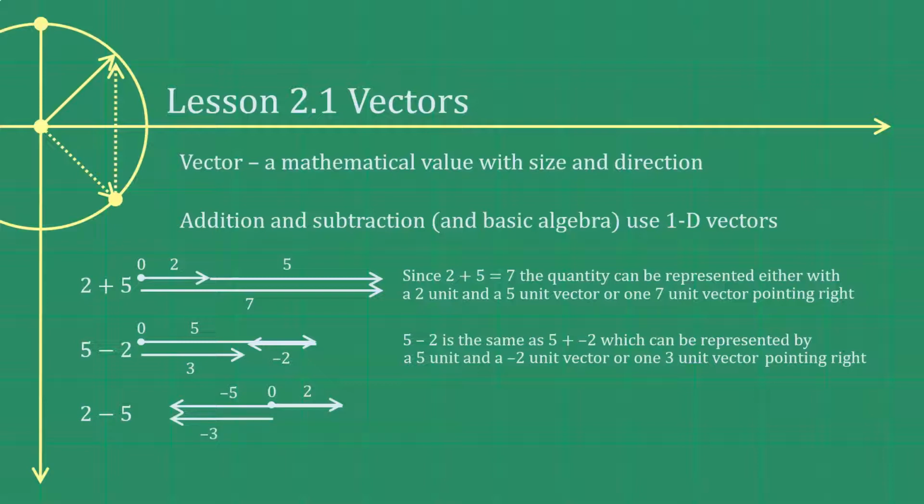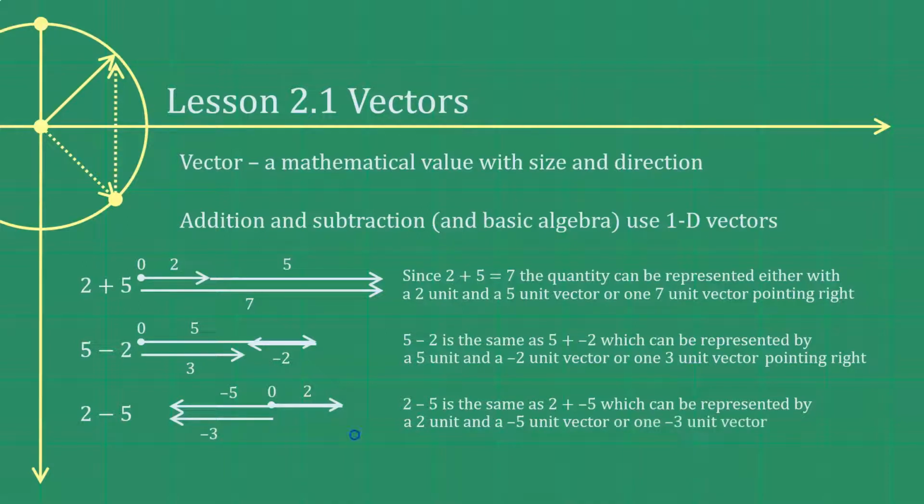That makes it negative. And in this case, 2 minus 5, again, is 2 plus negative 5, which is represented with a 2-unit vector to the right and a 5-unit vector to the left, or a negative 5-unit vector. Or I can represent it with a negative 3-unit vector. And because it's negative, that means that vector is going to be pointing to the left. All right, now let's take a look at another similar problem.